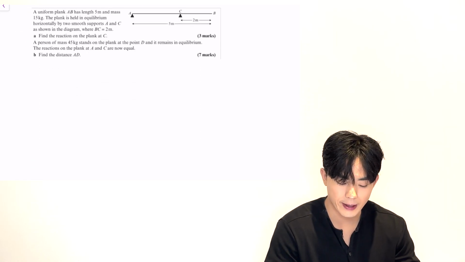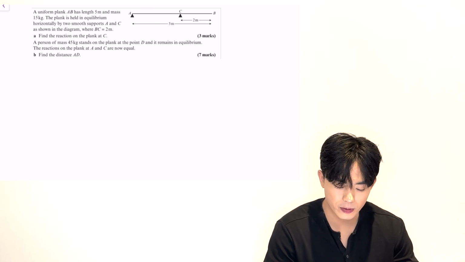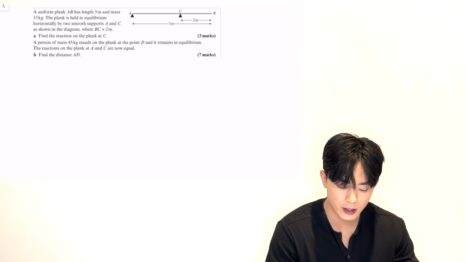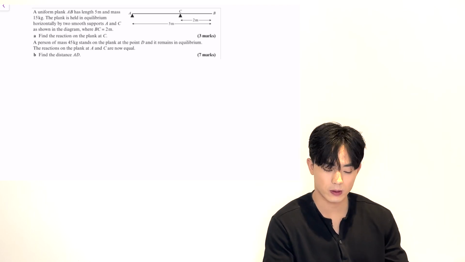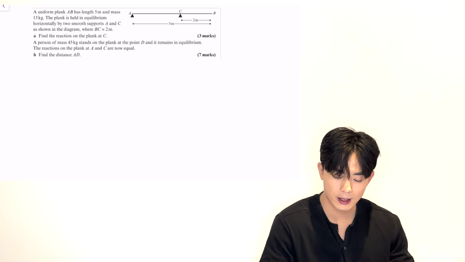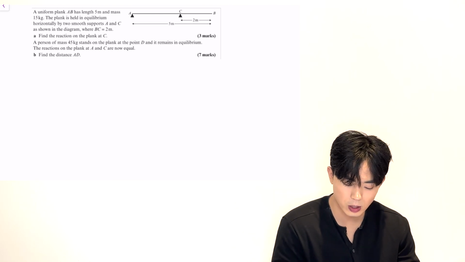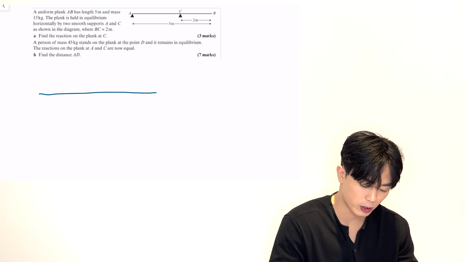So we have a uniform plank AB, which has length 5 meters and mass 15 kilograms. The plank is held in equilibrium horizontally by 2 supports A and C as shown, and we're given some lengths. Find the reaction at A. So first things first, we need to sketch it. I would always recommend you guys sketch this when we're dealing with moments.